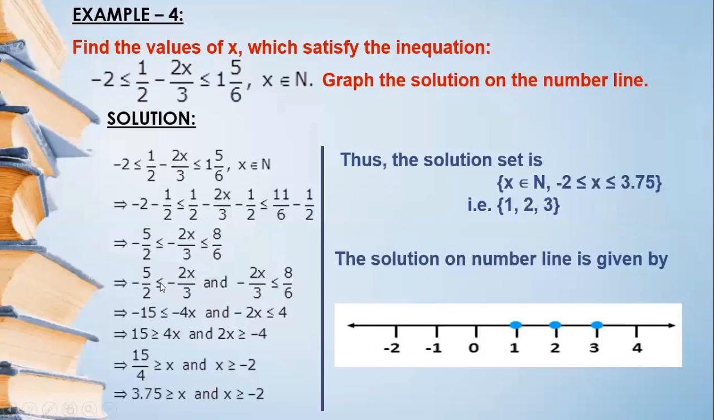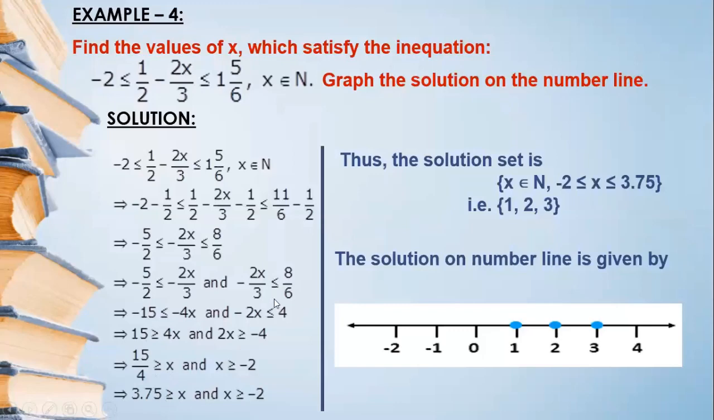On solving this, on cross multiplication, we will get -15 ≤ -4x. Since we need the value of x, we will make it positive. So on changing the sign on both sides, the inequality sign will reverse. So we will get 15 ≥ 4x, which will give 15/4 ≥ x, or 3.75 ≥ x. Or we can write it as x ≤ 3.75.